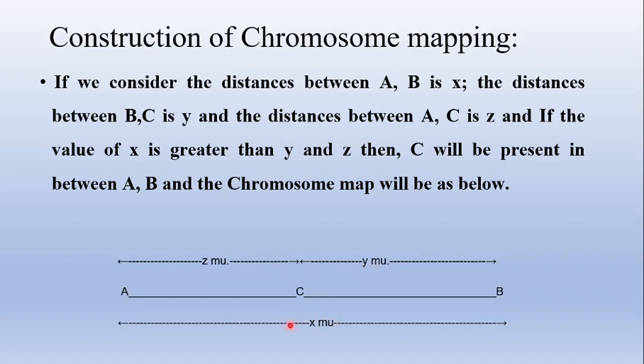So X is represented as the distance between the genes A and B. So automatically C will be present at the center. So automatically the gene map is like this.